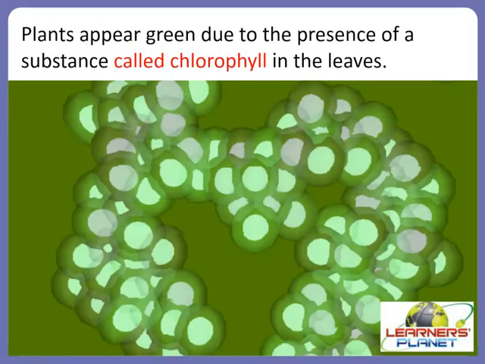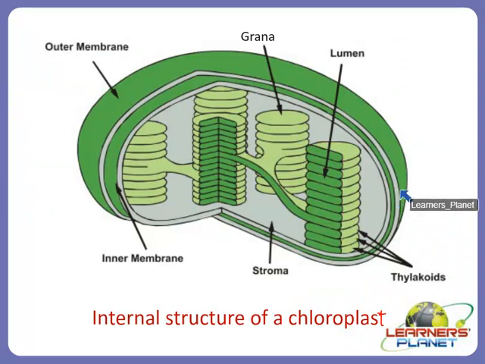So, we can conclude that plants appear green due to the presence of a substance called chlorophyll in the leaves. This is the microscopic view of the chlorophyll, how finely it occurs. And this is the internal structure of the chloroplast. We can now conclude that the conversion of light energy to chemical energy is actually done by the chloroplast. Now let us discuss this chloroplast.